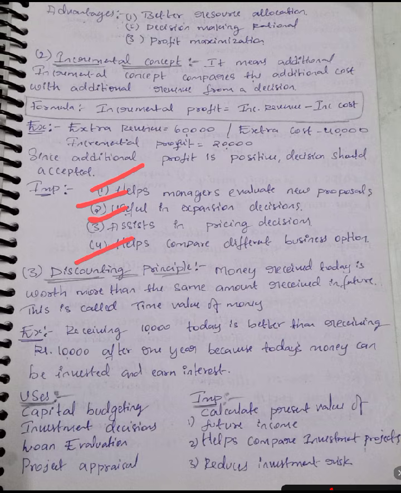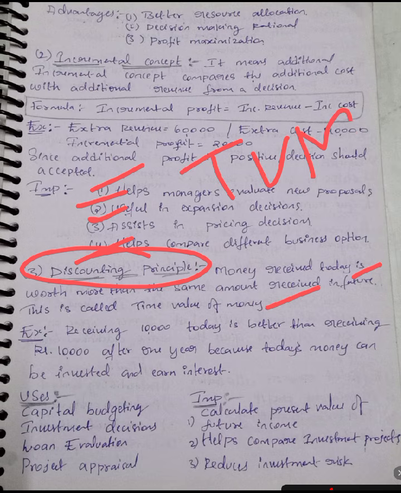Let's talk about the third point, the discounting principle. What is this discounting principle? Money received today is worth more than the same amount received in future. This is called the time value of money, TVM. Example: receiving 10,000 today is better than receiving rupees 10,000 after 1 year, because today's money can be invested and earn interest. Is it clear?